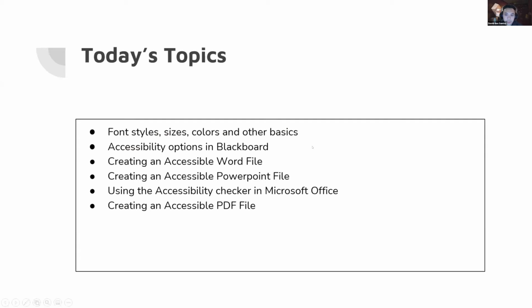Okay, so just a little agenda for what we're going to be covering today. We're going to speak about font styles, sizes, colors, all about fonts. We're going to go through the accessibility options in Blackboard, and we're going to look at the accessibility checker in Word and PowerPoint, which is all across Microsoft Office. And then Michael from ARC is going to show us a little bit about PDFs.